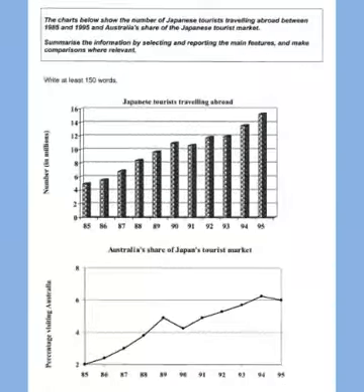But here's another part 1 task. As you can see, this one has a bar chart and a line graph. And reading the question, we've got a number of Japanese tourists travelling abroad between 1985 and 1995 and Australia's share of the Japanese tourist market. So let's look at the first chart.